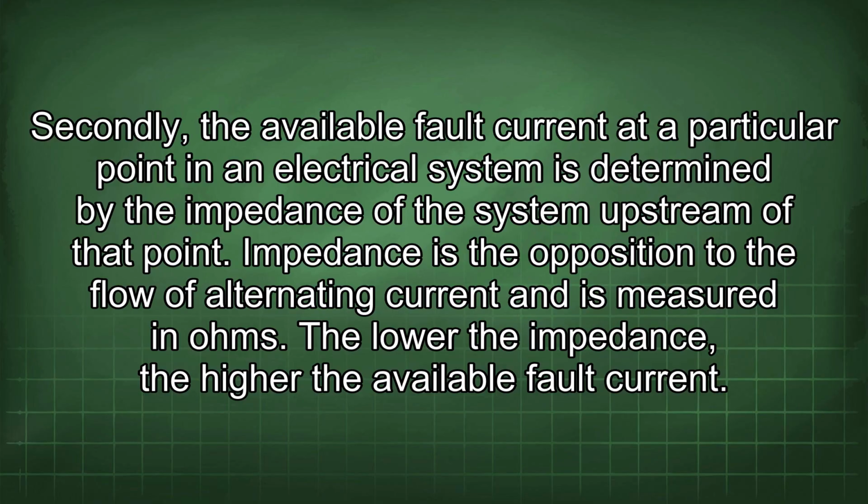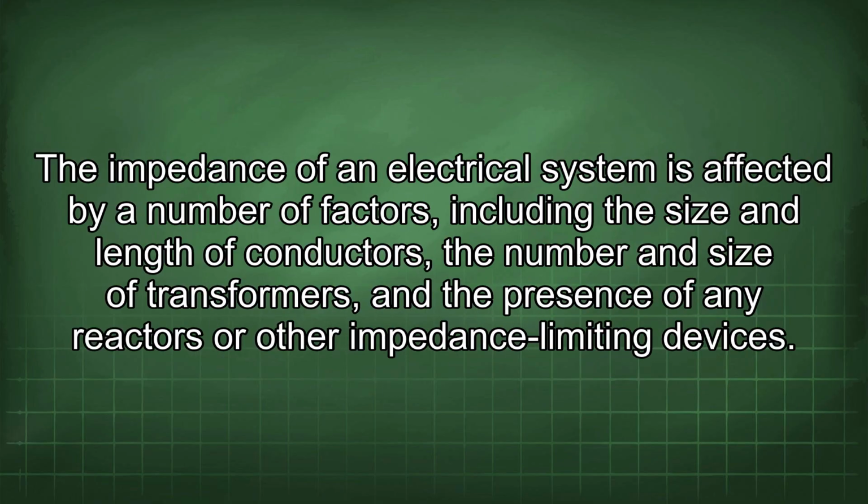the impedance of the system upstream of that point. Impedance is the opposition to the flow of alternating current and is measured in ohms. The lower the impedance, the higher the available fault current. The impedance of an electrical system is affected by a number of factors, including the size and length of conductors, the number and size of transformers, and the presence of any reactors or other impedance-limiting devices.